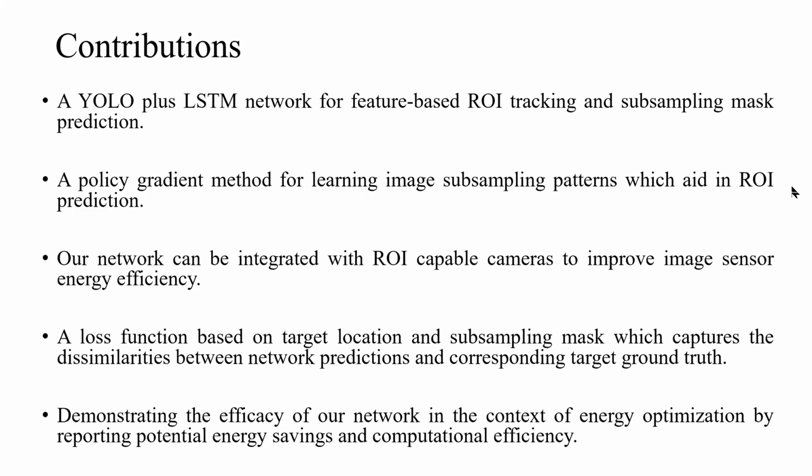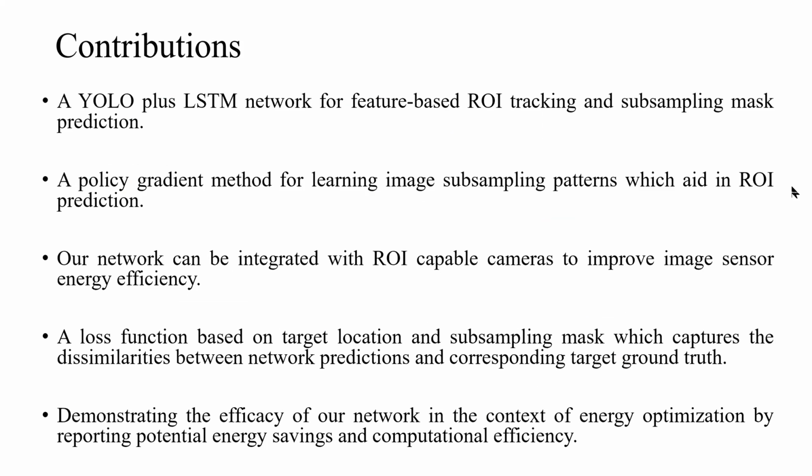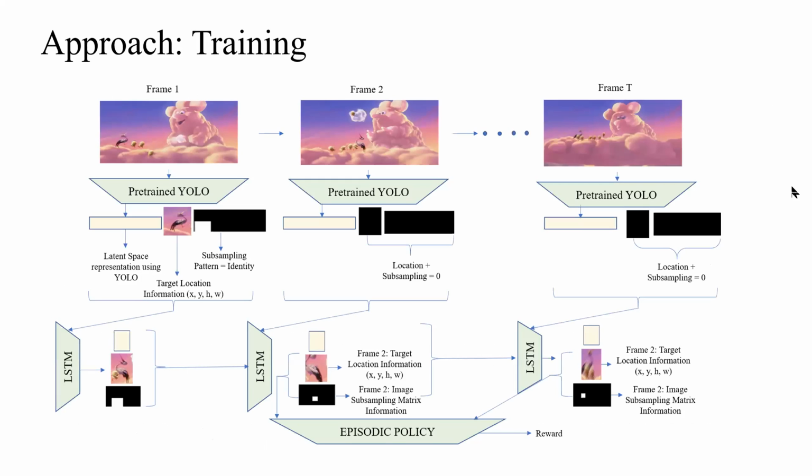On top of that, we also propose a loss function which is based on both target location and subsampling mask in order to form a strong supervisory signal so that the network is able to converge much faster. And finally, we demonstrate the efficiency of the network in the context of energy optimization by reporting on potential energy savings as well as computational efficiency.